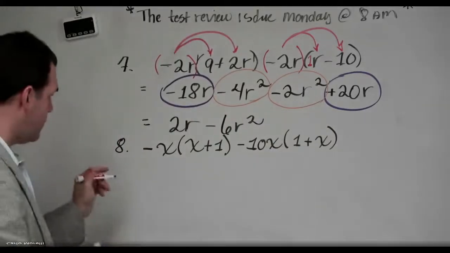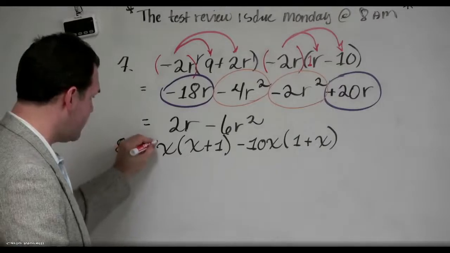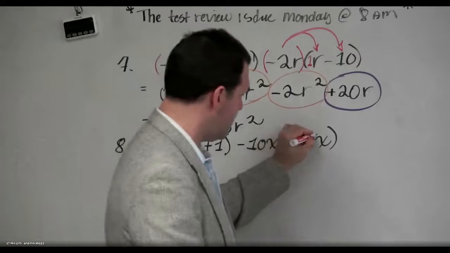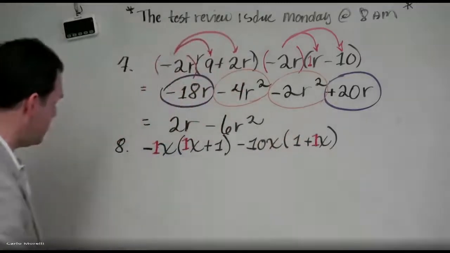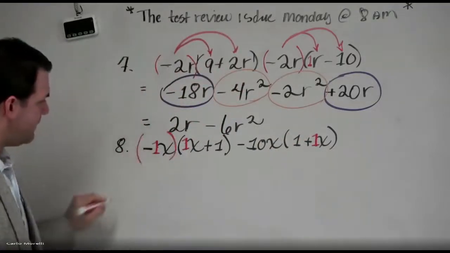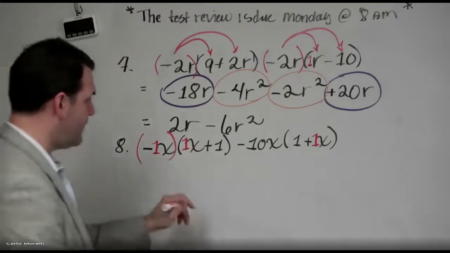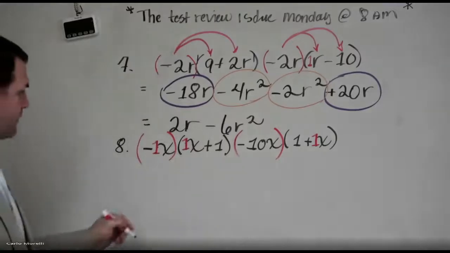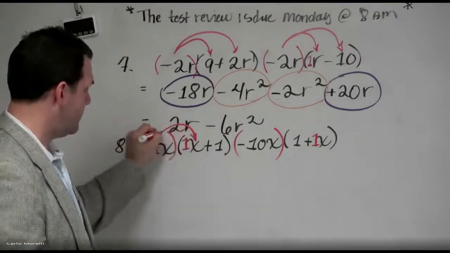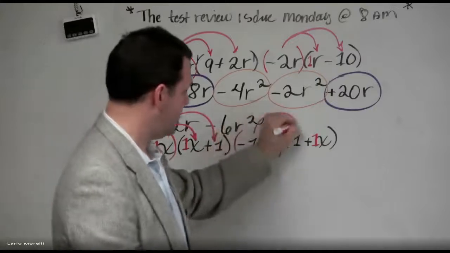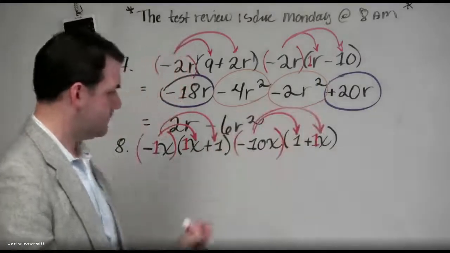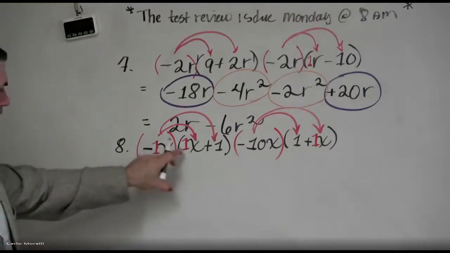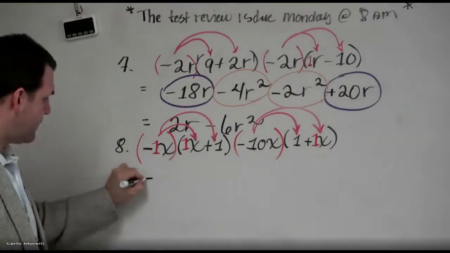So, a little surgery. Everywhere I see an x by itself, I'm going to put that 1 there in front of it. Helps me avoid confusion. And then I'm going to place parentheses around the negative 1x and around the negative 10x, so I know I'm distributing that whole term. So double distribute here and here, here and here. So negative 1 times 1 equals negative 1.